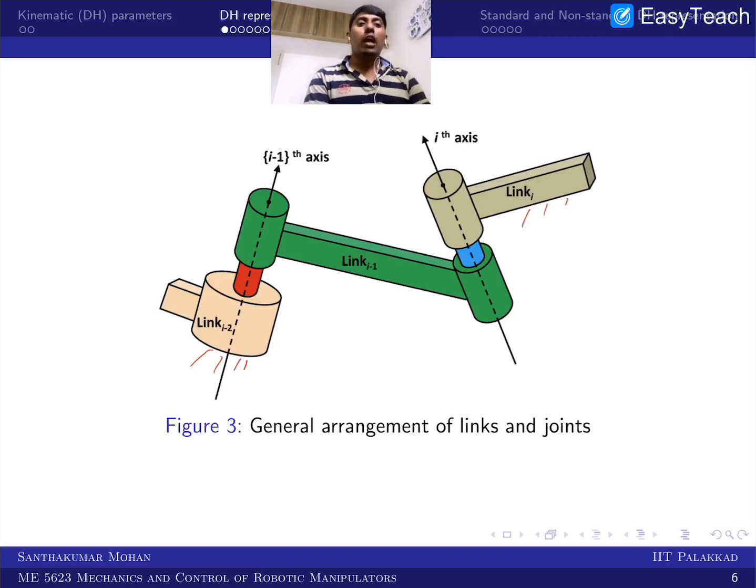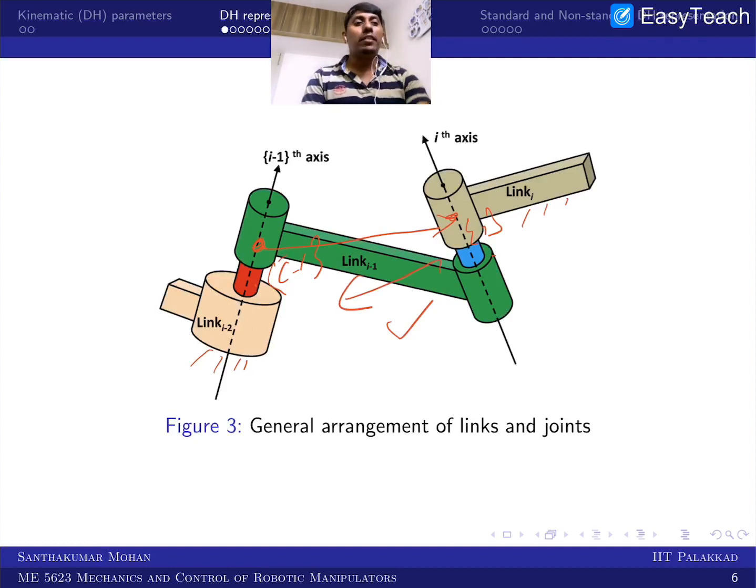right? Now if you look at this link i-1, you can see that this is a binary link, so obviously there are two joints. One joint I am associating with the i-1 axis, and the other joint is the ith axis. But now I want to know the information from this point, which we call the i-1 frame, to this one, which I am calling the ith frame.